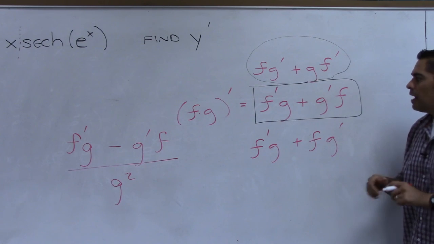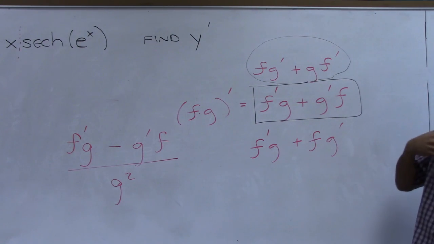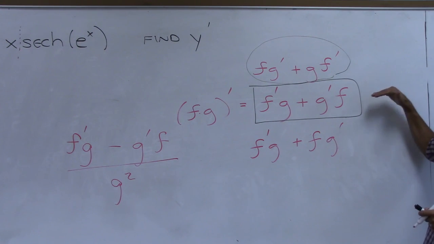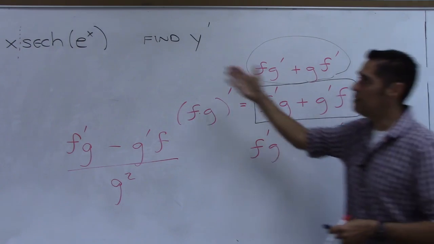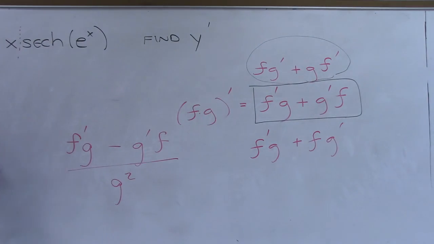So my advice to you, and I just want you to see that when I do product rule, I'm going to use this formula right here. This is the one I'm going to use, F prime G plus G prime F. So when you see me do product rule on this, that's what I'm doing. All right, here we go.